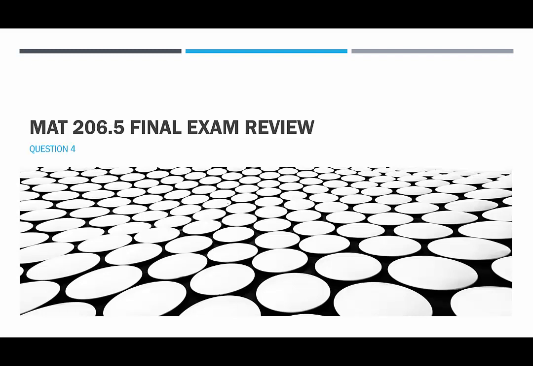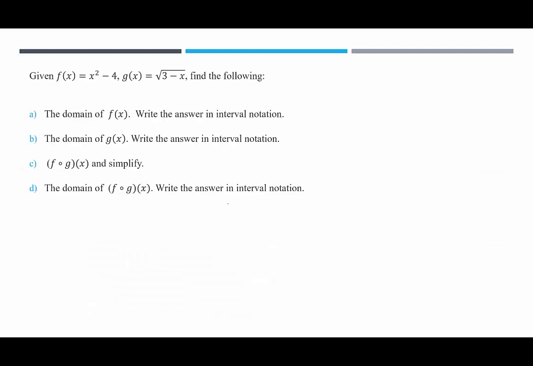We're going to look at question 4 from the Math 206.5 Final Exam Review. It says, given f of x is equal to x squared minus 4 and g of x is equal to the square root of 3 minus x, find the following. First, the domain of f of x. Write the answer in interval notation.